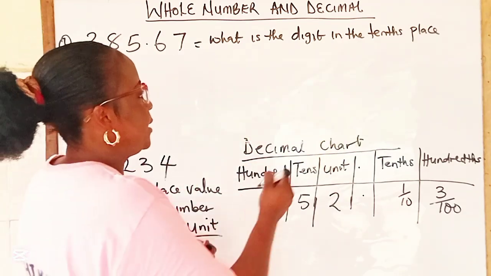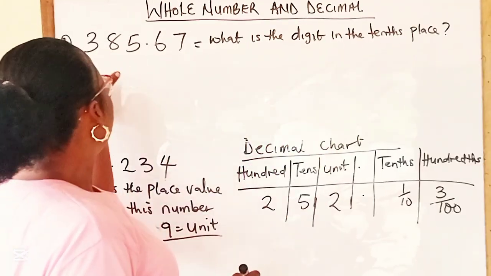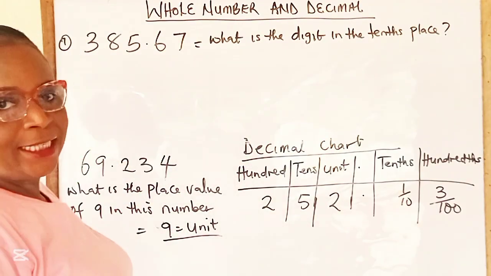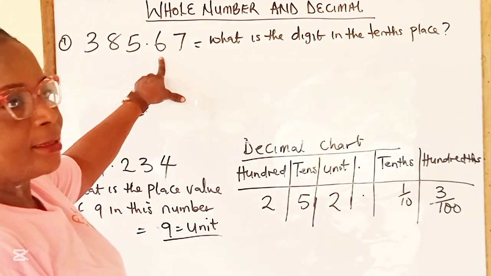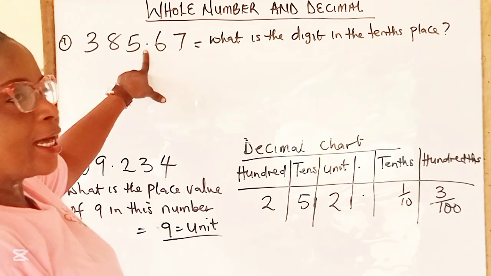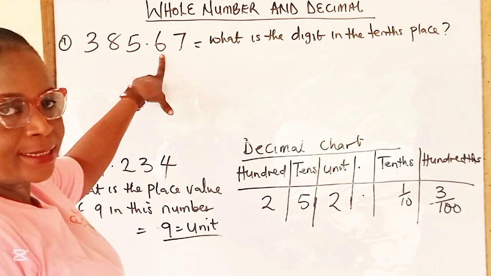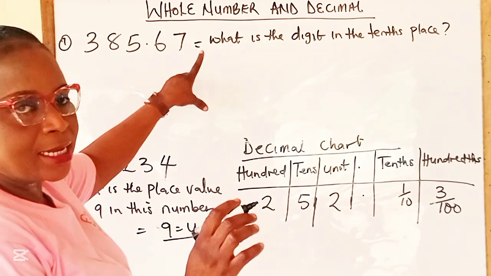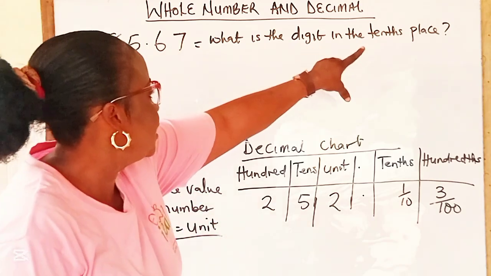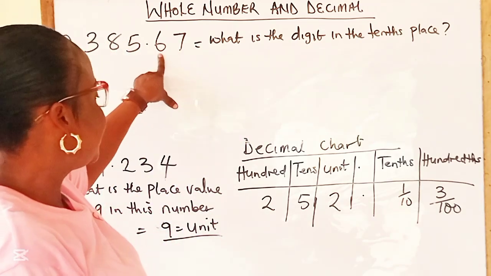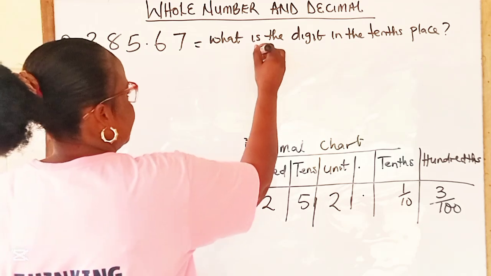What is the digit in the tenths place? When you look at this number, which one is in the tenths place? Look at it here. 6. Because I told you that after the decimal, we have tenths, hundredths, thousandths, and so on. So what is the digit in the tenths place? The digit in the tenths place is 6.